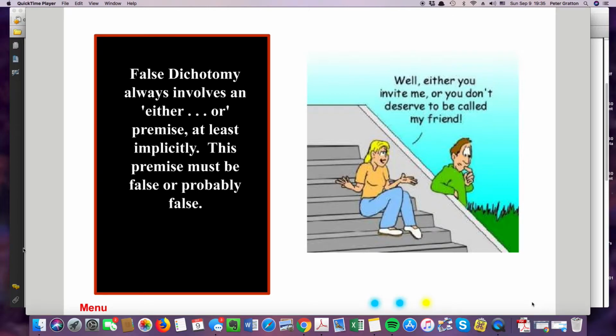So false dichotomy always involves an either or, so look for that, right? Look for the or if you're looking for a false dichotomy, and then you have to ask, are these the only options available? And if they are the only options available, then it's no fallacy. But if you see either or on the homework or on an exam or quiz, you need to think right away about false dichotomy, okay? Just as complex question, you'll see a question mark.